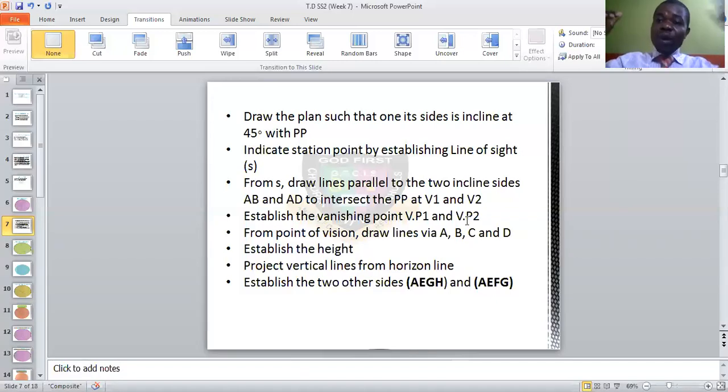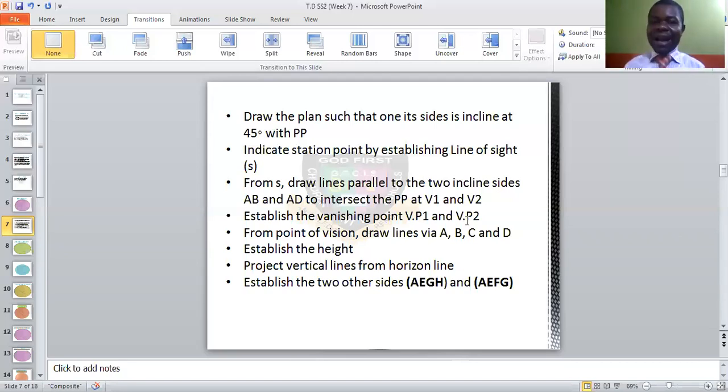VP1 is vanishing point 1. VP2 is vanishing point 2. But V1 and V2 are the places where these inclined lines meet the horizon line. Then you now project perpendicular lines up to produce your VP1 at the left and VP2 at the right, the 2 of them coming together. So you establish the vanishing points now, VP1 and VP2 at the top.